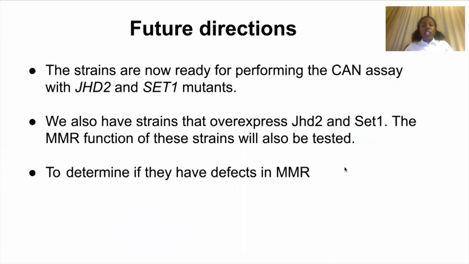Future directions for my project include performing the CAN assay with JHD2 and SET1 mutants. We also have strains that overexpress JHD2 and SET1. So the MMR function of the overexpressed JHD2 and SET1 genes will also be tested to determine if they have defects in MMR.